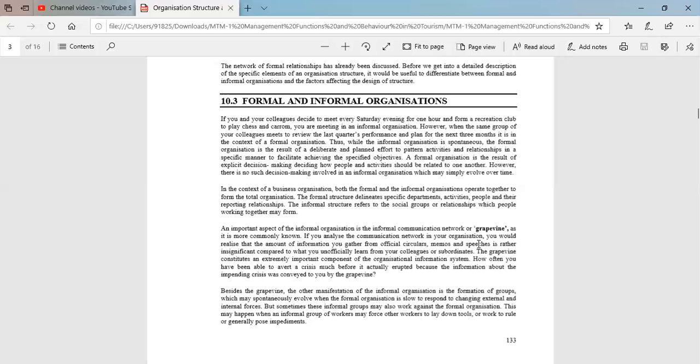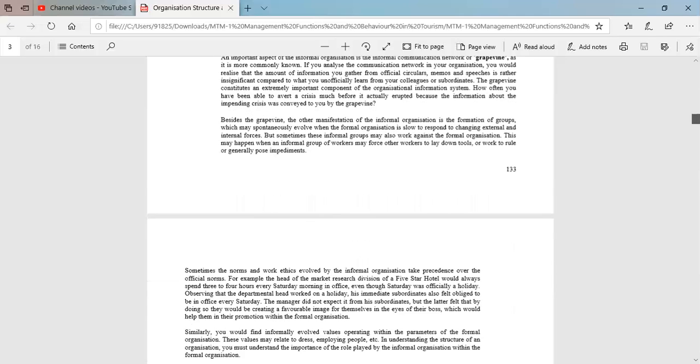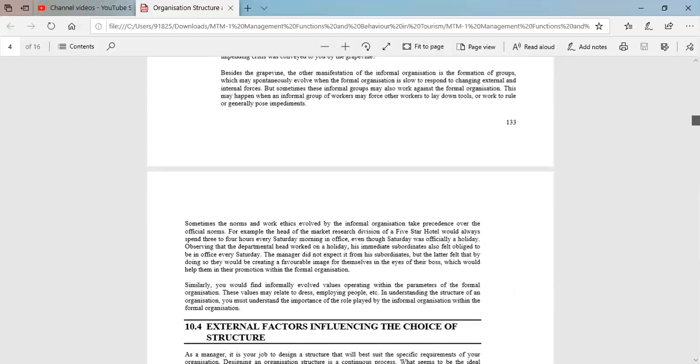B2B businesses are called informal, and direct B2C are formal. B2B is informal, yes, and B2C is formal. Okay.